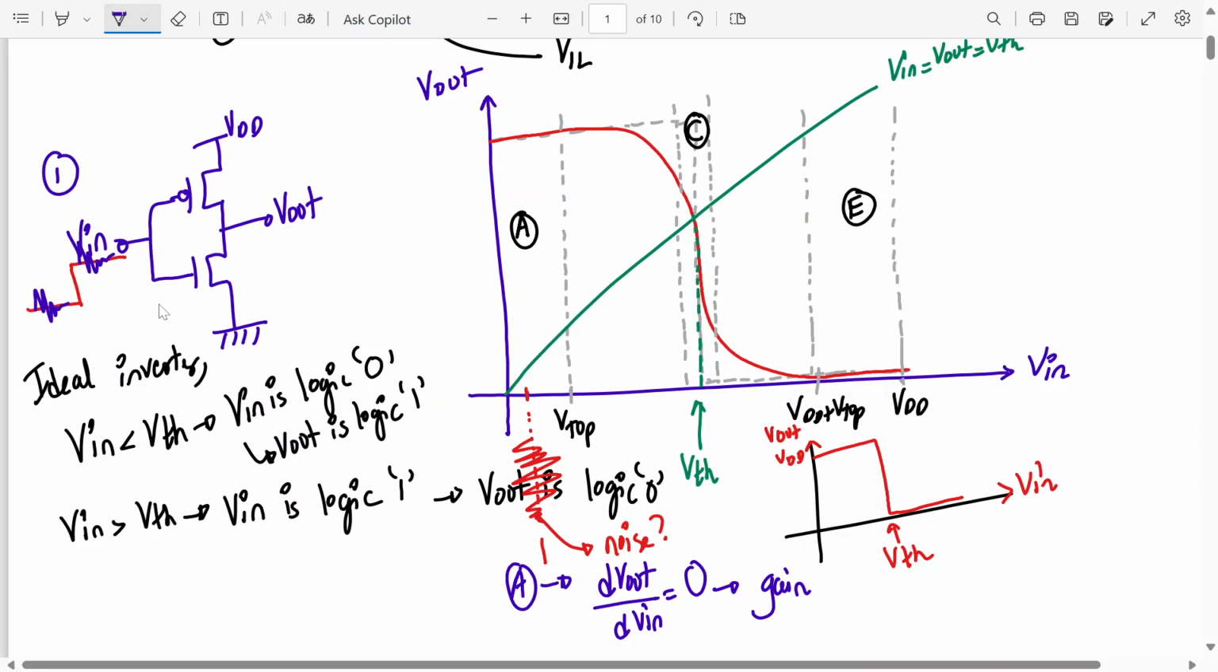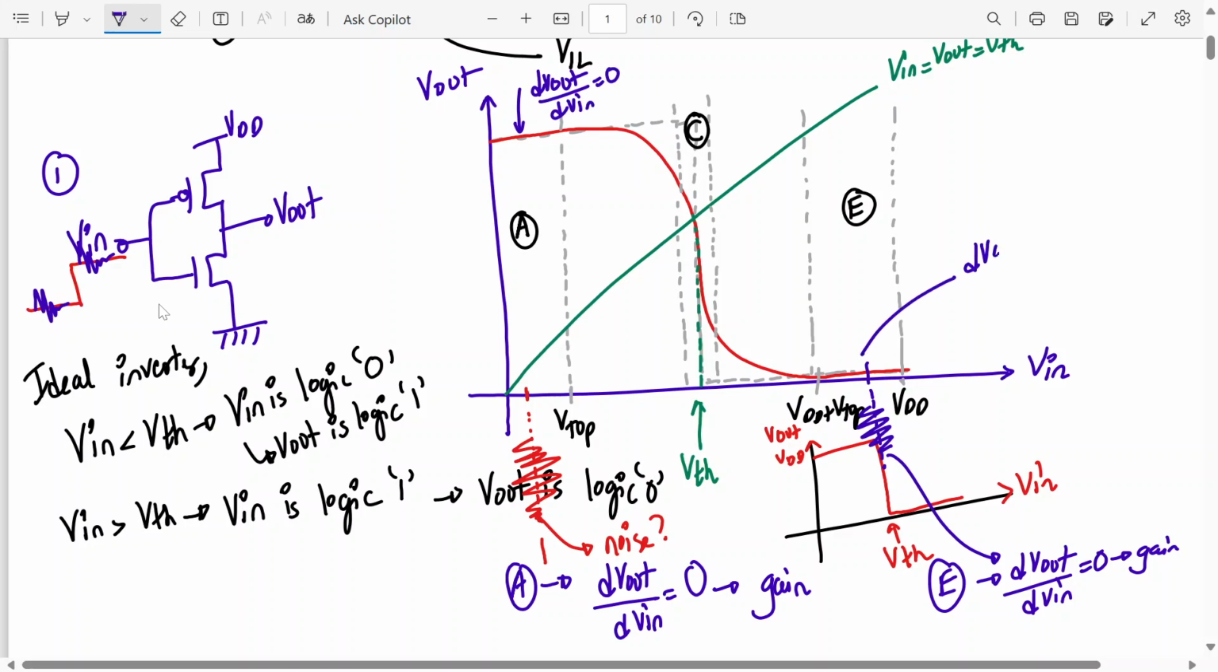Same is the case with region number C, E. So let's say if the noise comes here and enters the system like this. So will it affect the system? No. In region number E also we have dV out. The gain of the system is 0. So in region number A, dV out by dV in is 0. Agree? And region number E also, dV out by dV in, that is the gain, is 0. Yes or no? What about in region number C?